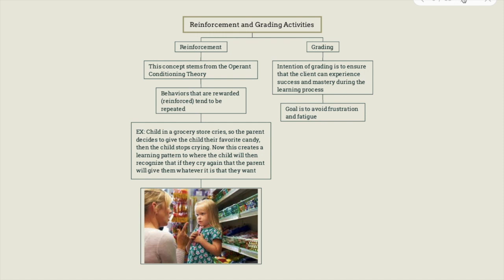So then there's reinforcing and grading. Reinforcing stems from the operant conditioning theory. So the behavior that is rewarded tends to be repeated. So we all know the child crying within a grocery store and the mother giving that child their favorite piece of candy. So now the target behavior of crying is reinforced by providing their favorite candy, and so in the future the child most likely will cry because they know that, hey, if I cry in the grocery store, I'll get my favorite candy.